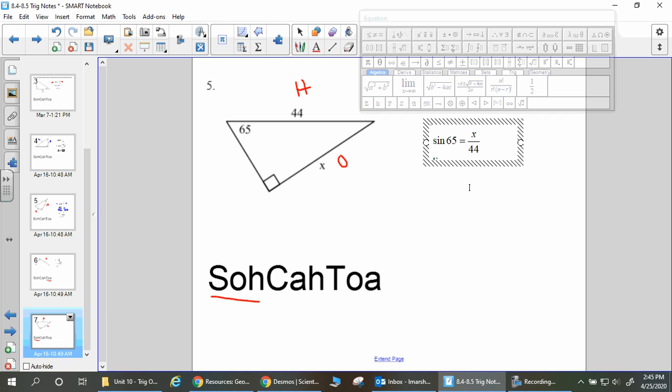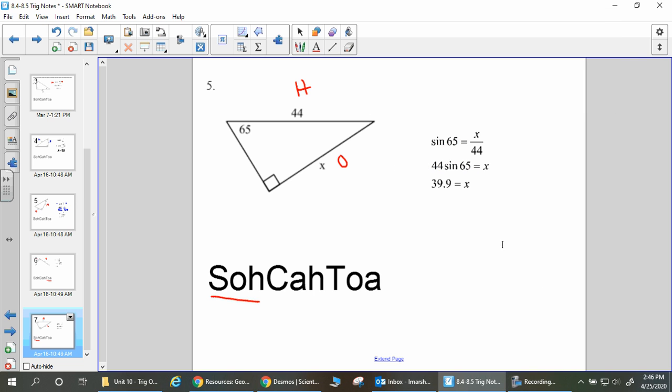Okay, so this is one where you would multiply both sides by 44. 44 times the sine of 65, that's going to equal x. So again, there you are, showing me what is equal to x, what's going into your calculator. And so 44 sine of 65 in this case is going to be 39.87. The 7 rounds up, so we're looking at 39.9 equals x. And that is our answer for number 5.